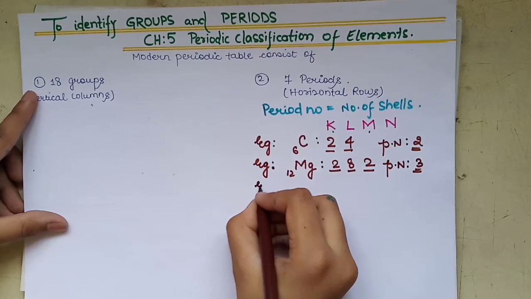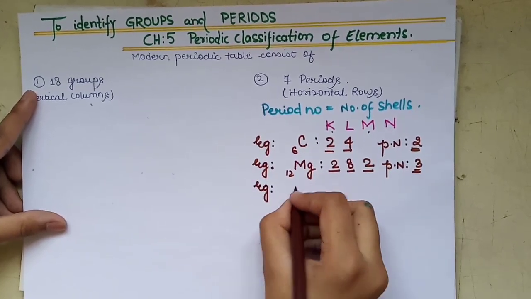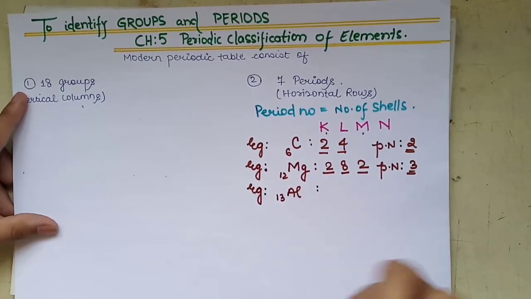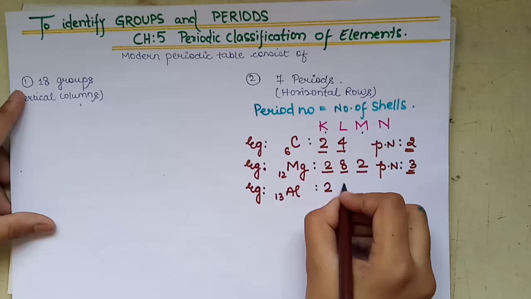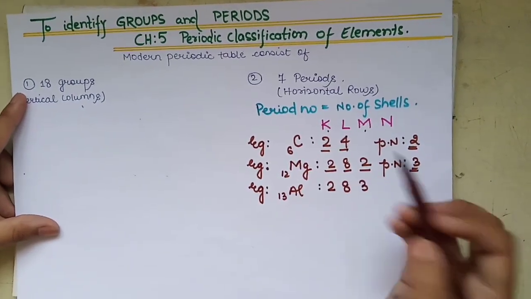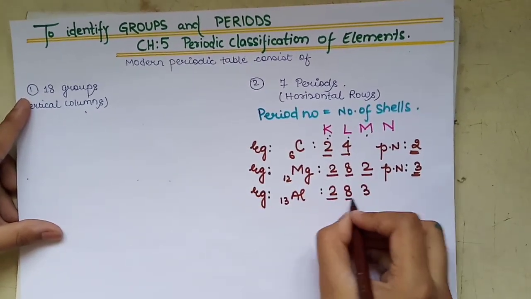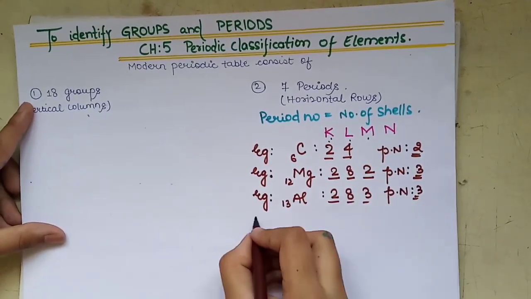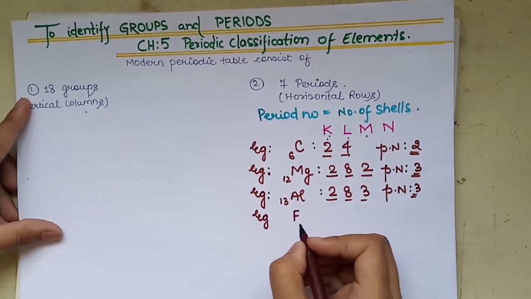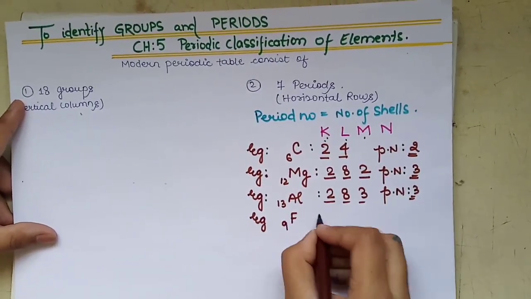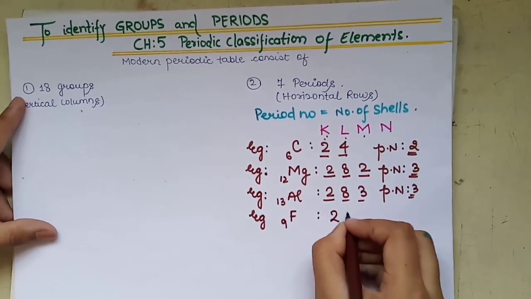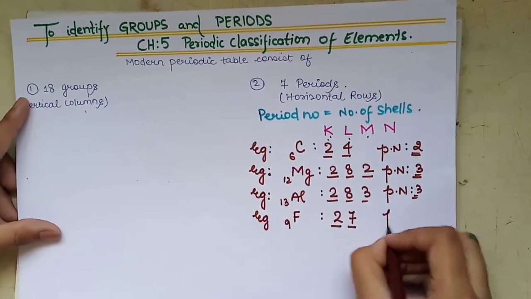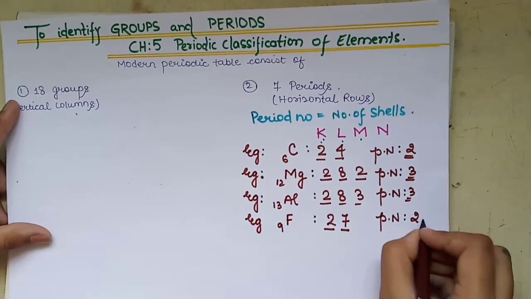Another example, let's take aluminium. Aluminium has atomic number 13, so its configuration can be written as 2, 8, 3. It took 3 shells, K, L and M, so its period number will be 3. Another example we can take is fluorine. The atomic number of fluorine is 9, so its configuration can be written as 2, 7. It took only 2 shells, K and L, so its period number will come out to be 2.